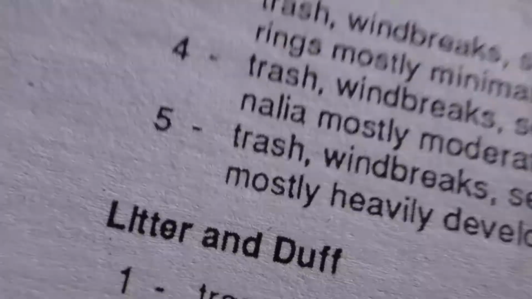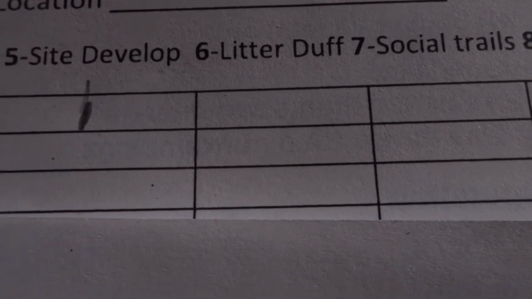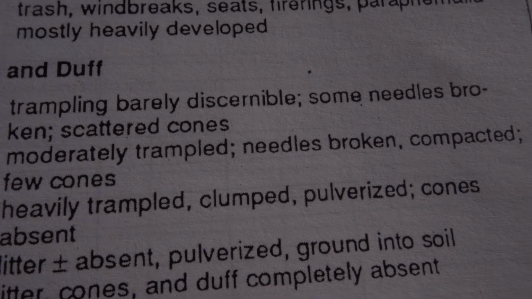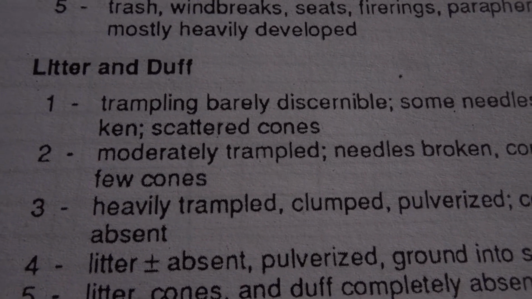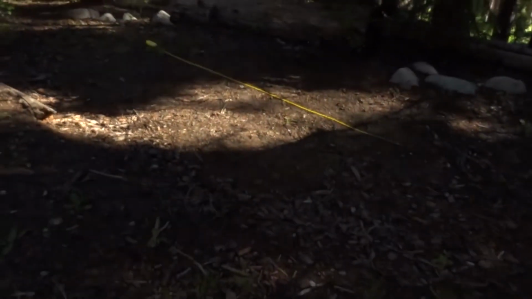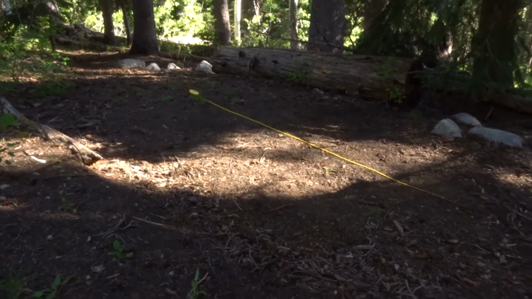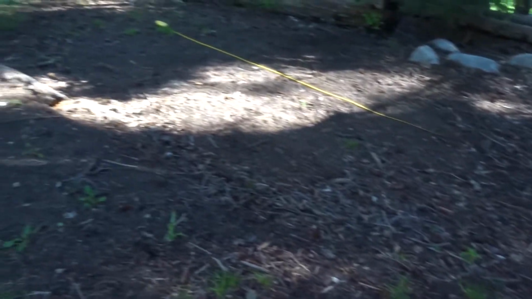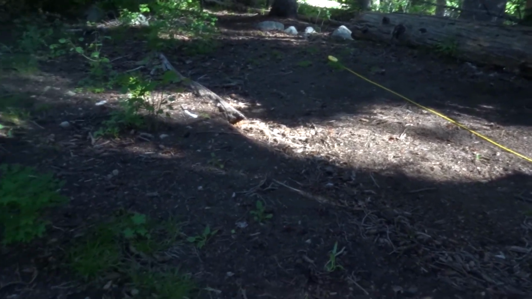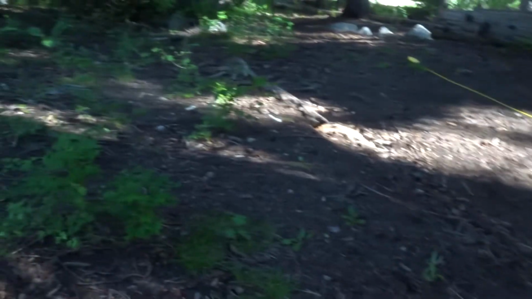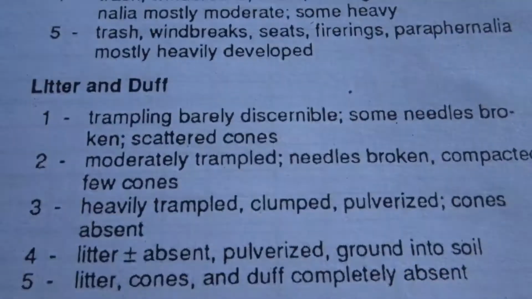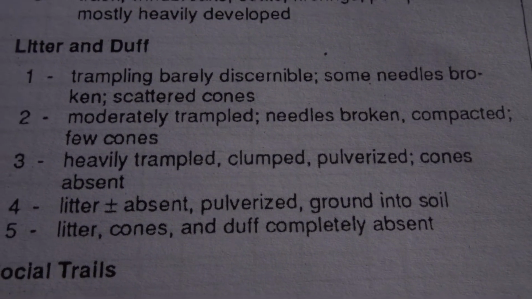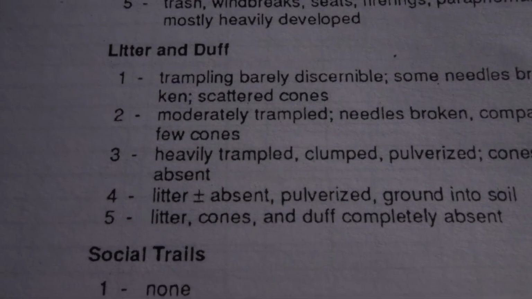in there. So on our form, litter and duff, number 6 is next, so let's see what it says about those. Litter and duff: trampling barely discernible, some needles broken, scattered cones. And yeah, the cones are scattered away. They're mostly gone, at least here in the core. You do find them out here. The duff is trampled and scattered, and vegetation is missing in the core, and it's thin around that in the area that we measured. So instead, moderately trampled, needles broken, compacted, yes, they're in the center, and very few cones. So 2 fits pretty well.